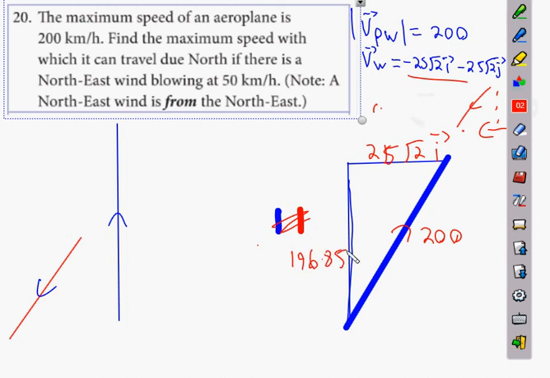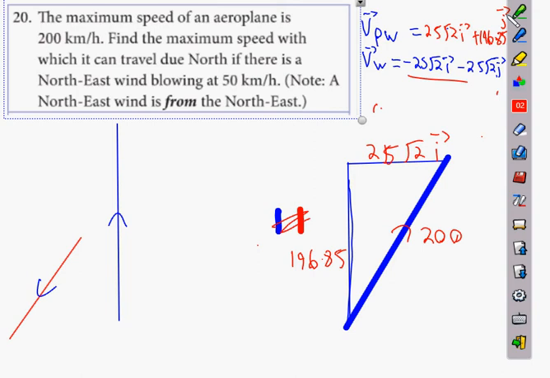196.85. So the velocity of the plane in the wind is therefore going to be, we can get rid of this 200, we can get rid of these straight lines here, and what we're actually going to have is 25 root 2i plus 196.85j. Okay, so 196.85j, 25 root 2i.